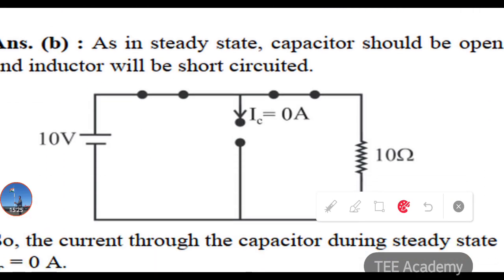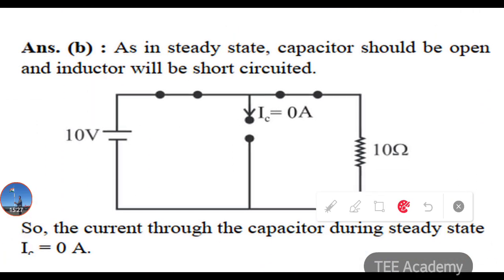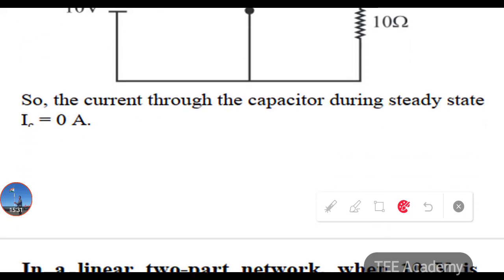Okay, so the explanation is like this here. At steady state condition the capacitor acts as an open circuit, and the current will be 0 here.